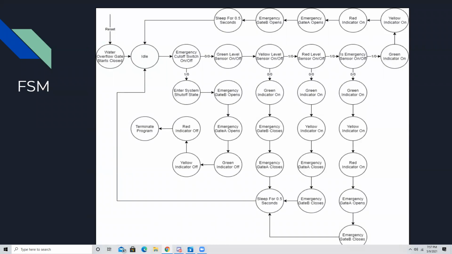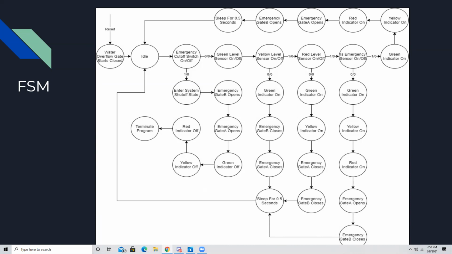So this is our state machine diagram. We start at idle, and we always move instantly to the emergency cutoff switch, and it checks to see if that one's activated. It only activates in an emergency, obviously, and when it does, it opens gate B and it opens gate A. It then turns off all three LED indicators, and then it just stops the program.